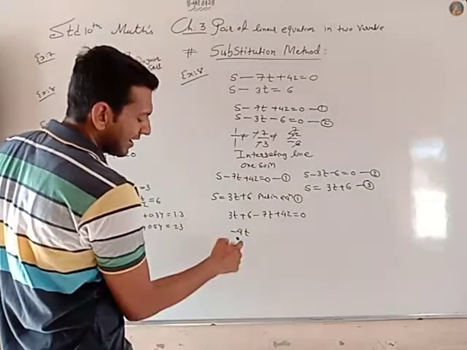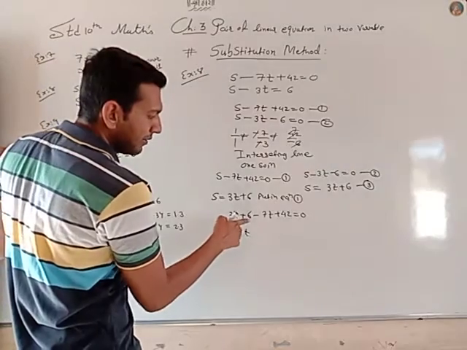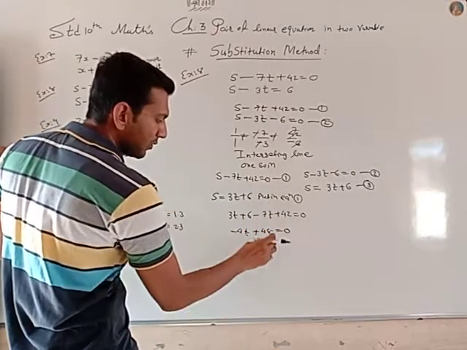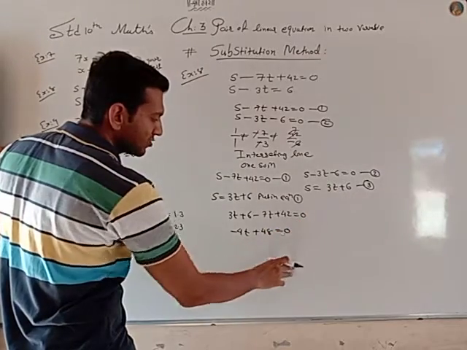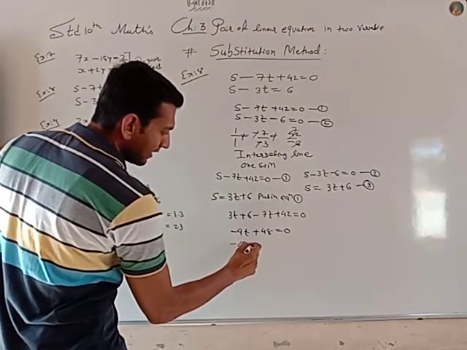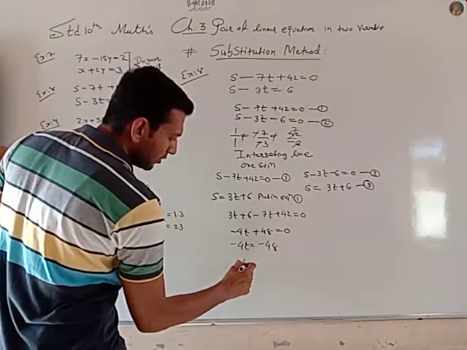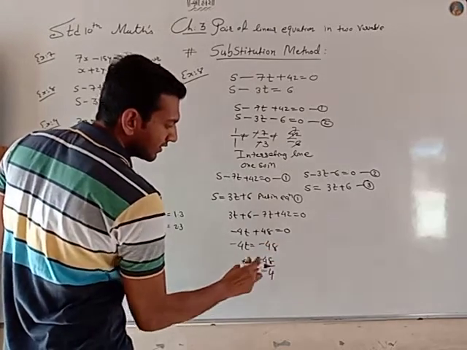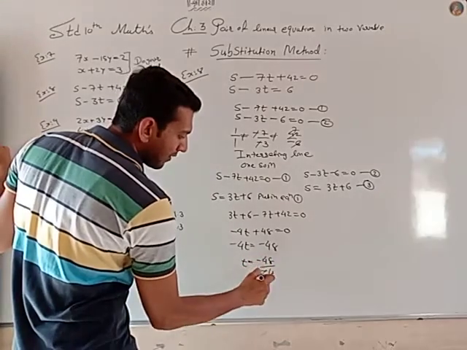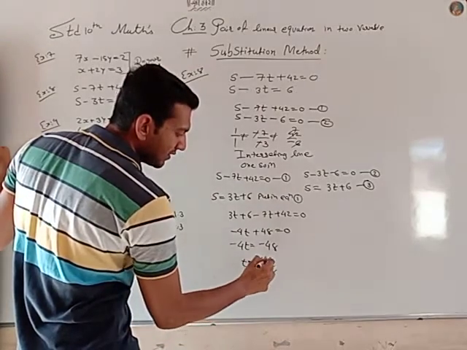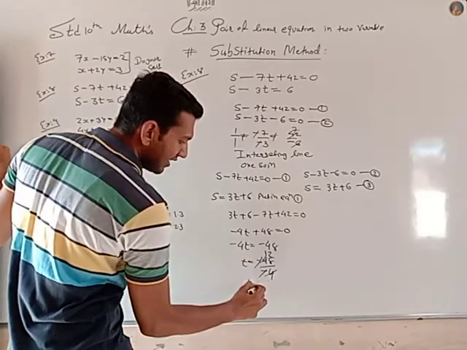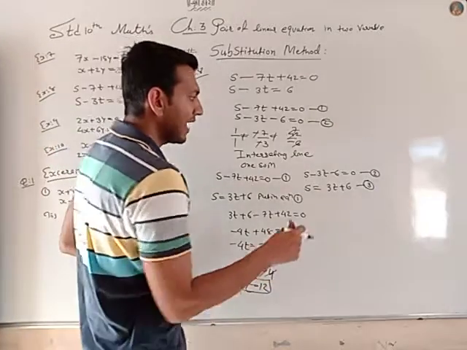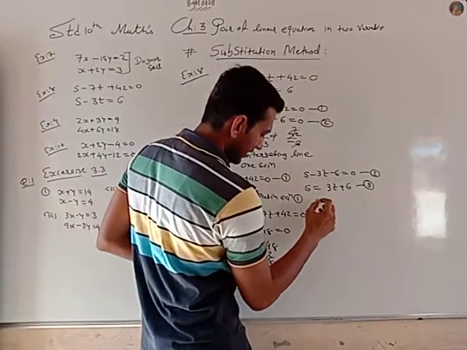So my answer is minus 4t plus 48 is equal to 0. Plus 48 goes to the right side, it becomes negative, and t goes to the denominator. I got minus 48 upon minus 4, minus and minus cancel, 4 ones are 4, 4 twos are 8, t is equal to 12. And t is equal to 12, put in equation number 3.